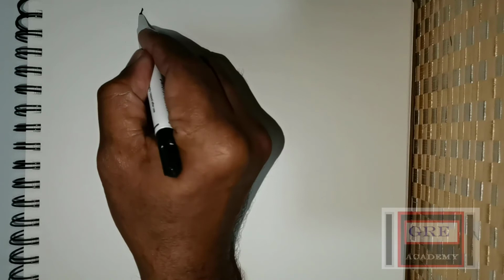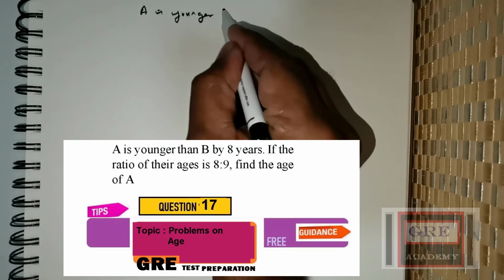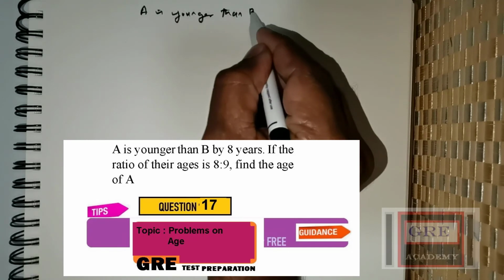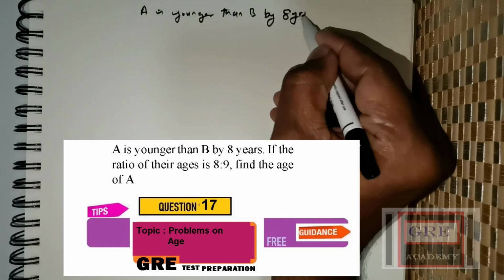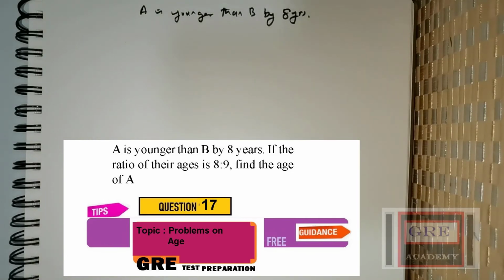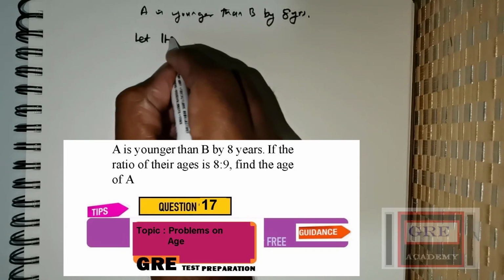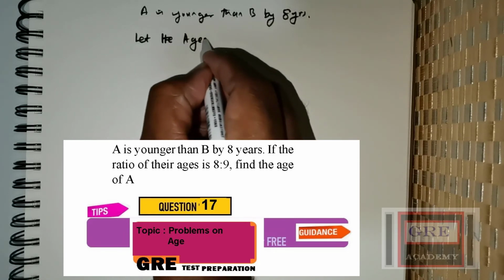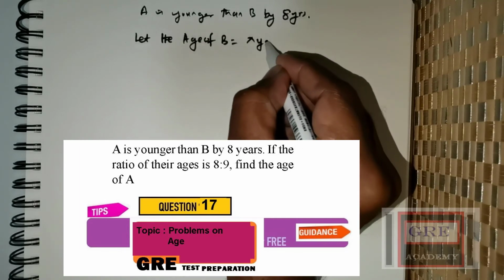Students, we are given this question. A is younger than B by 8 years. If the ratio of their ages is 8:9, find the age of A. So what I'm going to do is start by making the following assumption. Let the age of B be equal to x years.